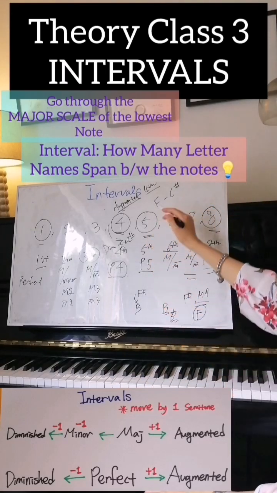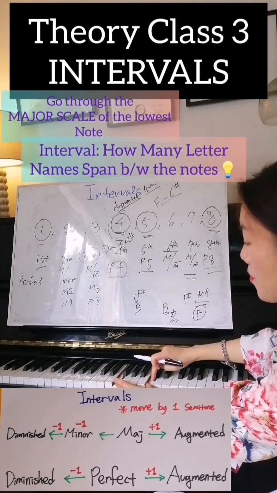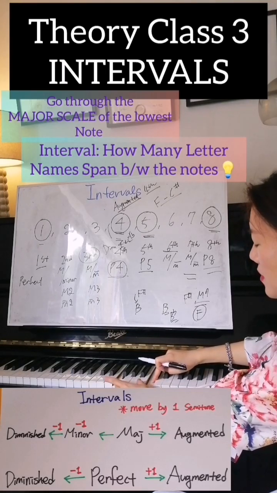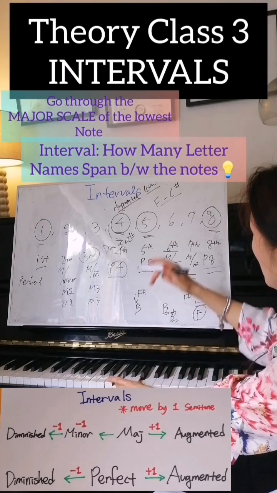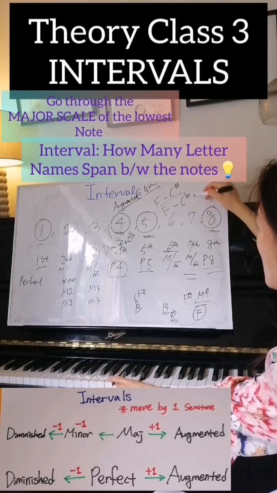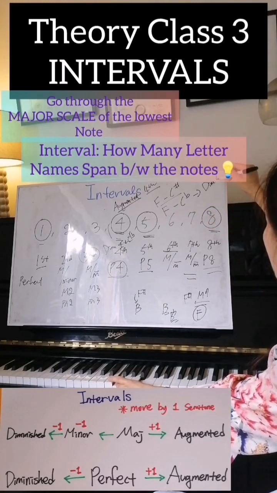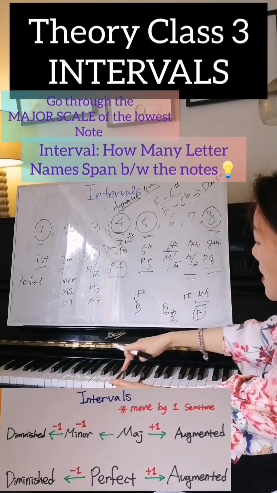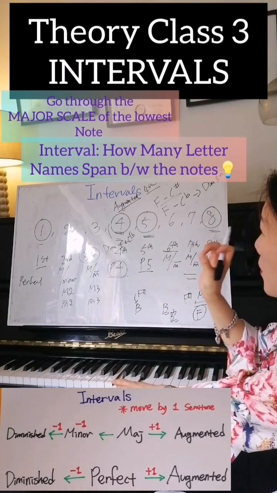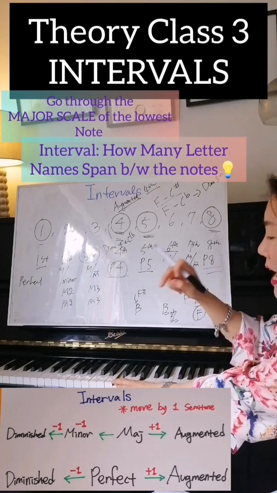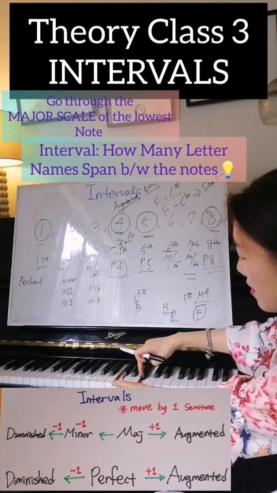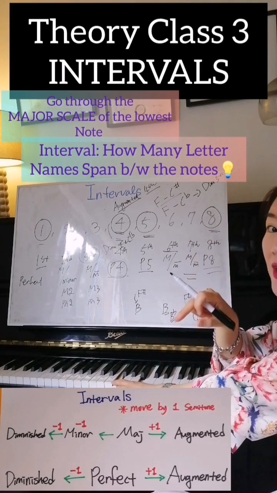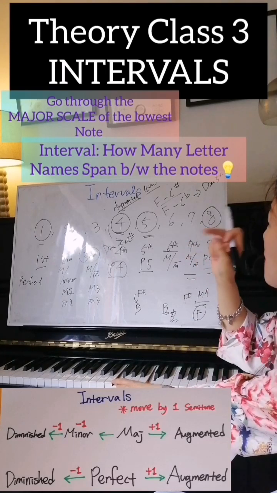Now back to perfect fifth. I'm trying to lower the note by one semitone down, which is C flat. So F to C flat becomes diminished fifth. You cannot say B because then it becomes fourth interval. Remember how we number the interval is based on how many letter names span between the notes. So if you say B, that becomes fourth interval. So make sure you use the letter name C to maintain the fifth interval.